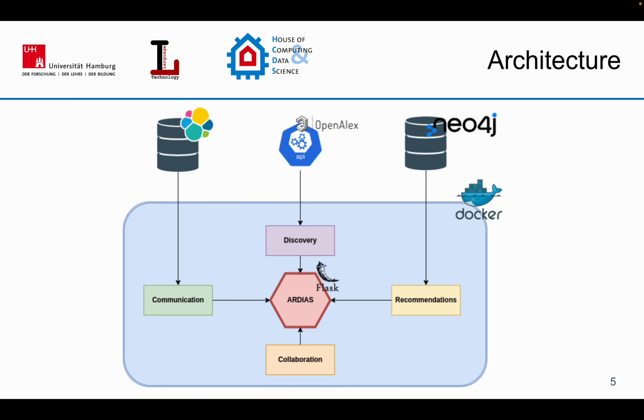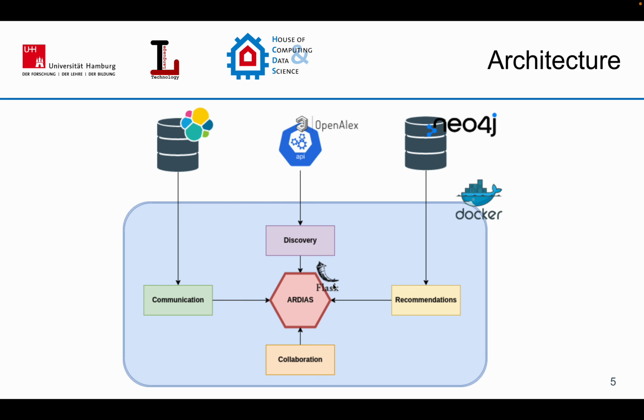The architecture of ARDIAS is as shown here. ARDIAS has primarily 4 components, that is discovery, recommendation, collaboration, and communication. We take a dump from OpenAlex and store it in an Elasticsearch instance for free text search. We also pre-process the dump and store it in a graph structure in a Neo4j graph database.